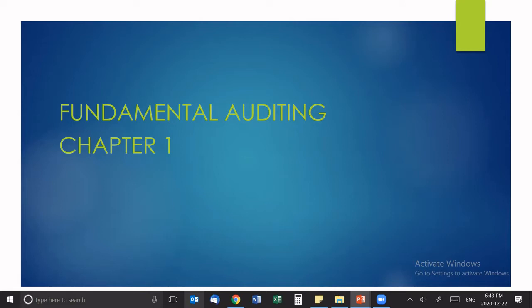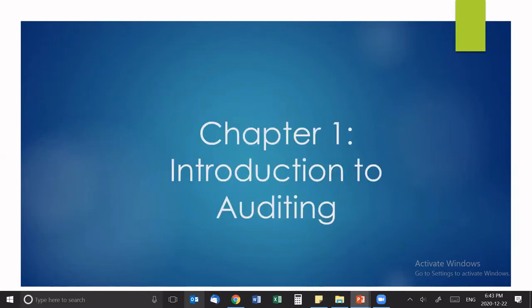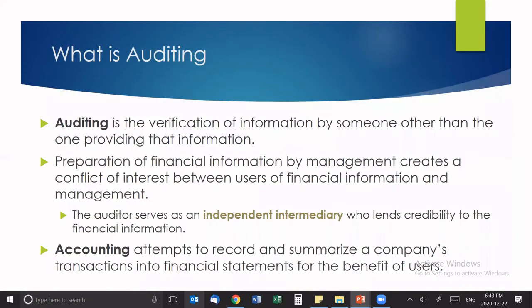Okay, so chapter 1 is just giving us an introduction to auditing, figuring out what auditing is, kind of getting your feet wet with it. Basically, auditing is the verification of information by somebody other than the one providing that information. So management creates the financial statements, and then an auditor is going to look at the financial statements to verify that the information is correct. So that's basically the definition of auditing.